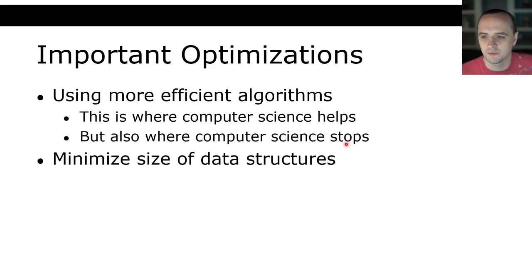The next important optimization, obviously, is to minimize the size of your data structures. If you can get by using a kilobyte of memory instead of a megabyte of memory, that's an obvious implementation thing that you want to do: use as little memory as possible.